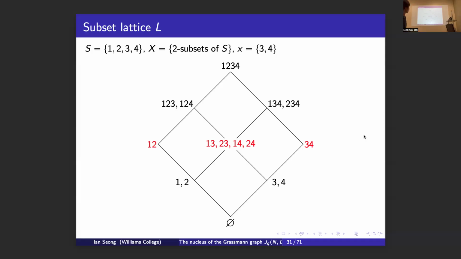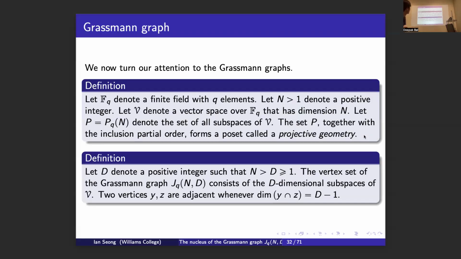Okay, so we just talked about the Johnson graph and the subset lattice. Now we're going to do exactly the same thing, but with the Grassmann graph. So we now turn our attention to the Grassmann graphs. The definition already seems rather difficult, but all right, let's see. Let F_q denote a finite field with q elements.